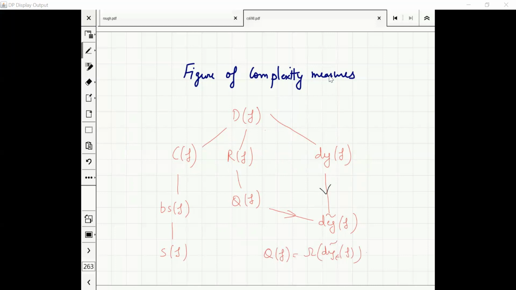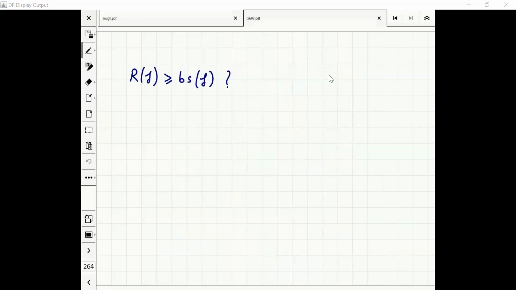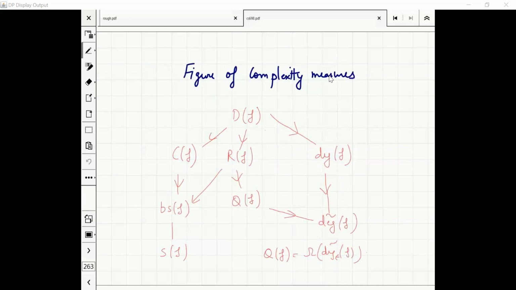So this is the diagram between the complexity measures. It turns out there is a proof where you can even show that R of F is polynomially related to block sensitivity of F. The intuition is that every block should be queried at least some 2 by 3 times or something. So then you will get this result. I will not go into the detail of this. In the notes, I have given you a reference where you can see the exact proof of this.